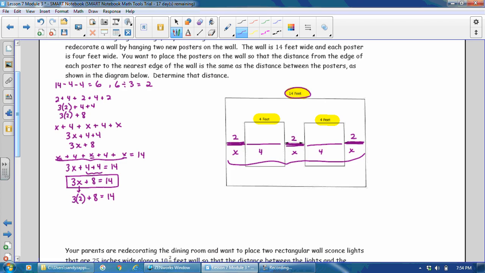Following the order of operations, multiplication first. So 3 times 2 is 6, and 6 plus 8 equals 14. And this is a true statement. So since this is a true statement, my answer of 2 is correct. And that makes 2 the solution to this equation. 2 is the solution.